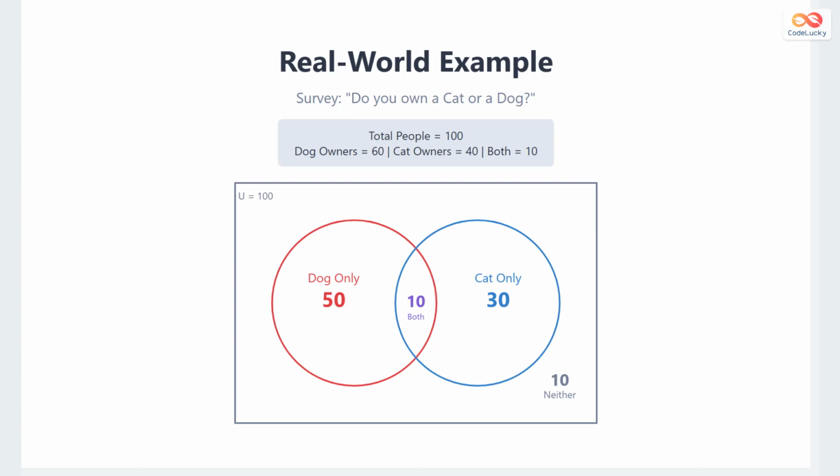Let's apply this to a real survey of 100 people. We asked if they own a cat or a dog. The overlap tells us 10 people own both. 50 people own only a dog. 30 people own only a cat. And don't forget the 10 people outside the circles, they own neither. Adding these regions gives us the total of 100.